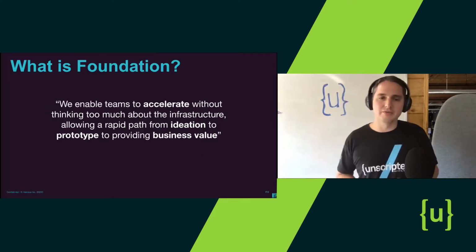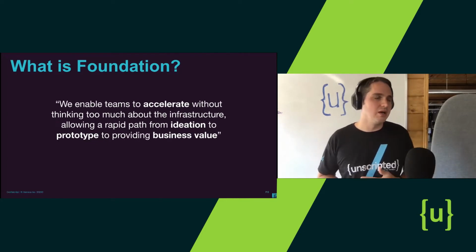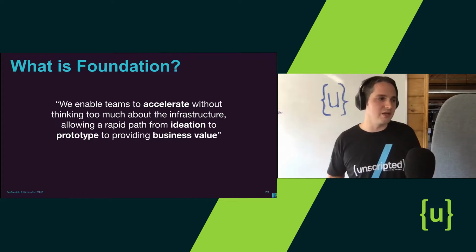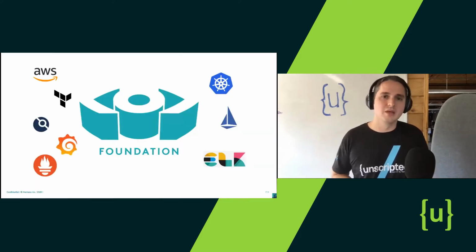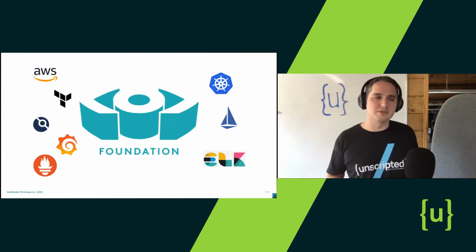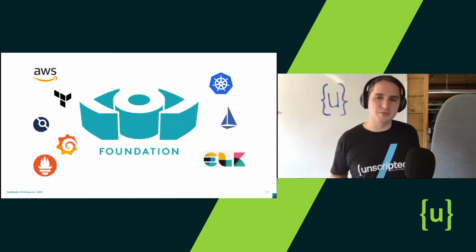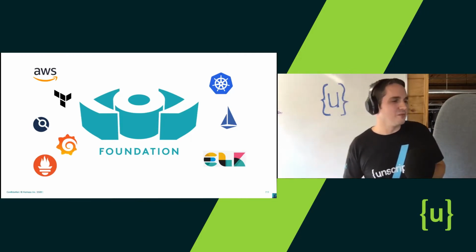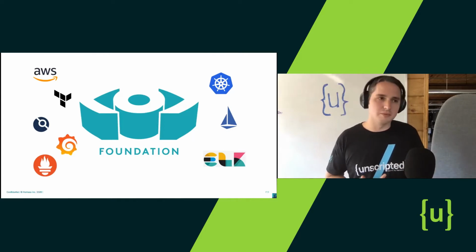We are part of what we call the foundation mission within Meltwater Engineering. This is our mission statement: we enable teams to accelerate without thinking too much about the infrastructure, allowing a rapid path from ideation to prototype to providing business value. Here's an idea of some of the services that we run. We're 2 separate teams as part of the foundation mission, one in North America and one in Europe. We're North America on the left. We run things like managing AWS consolidated billing, best practices, Terraform modules and example configuration. We run Drone, which is the logo that looks kind of like a Pokeball. And we also run things like Grafana and Prometheus for metrics.